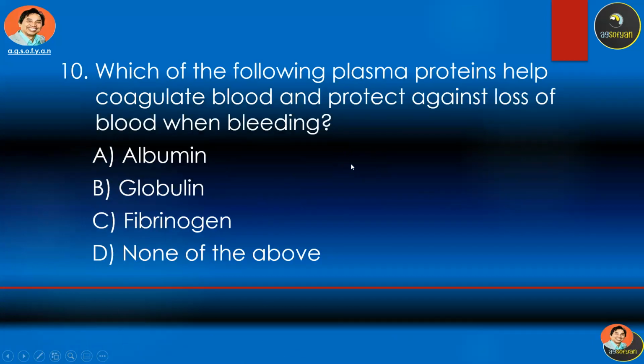Which of the following plasma proteins helps coagulate blood and protects against loss of blood when bleeding? Choose your answer. Okay, again, remember in plasma there are three main proteins, which are albumin, globulin, and fibrinogen. The one that protects us against loss of blood or bleeding is fibrinogen. So this fibrinogen will be converted into fibrin, that will clot or seal the blood vessels.